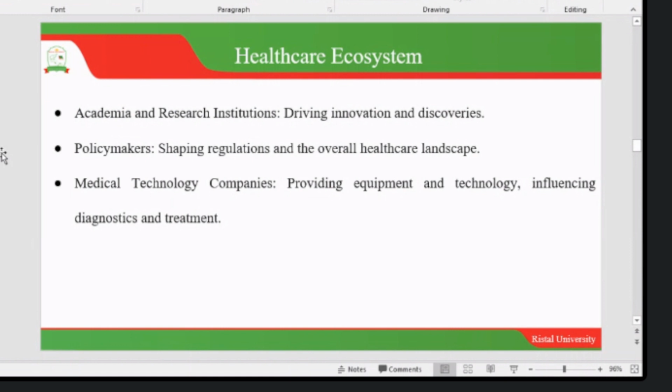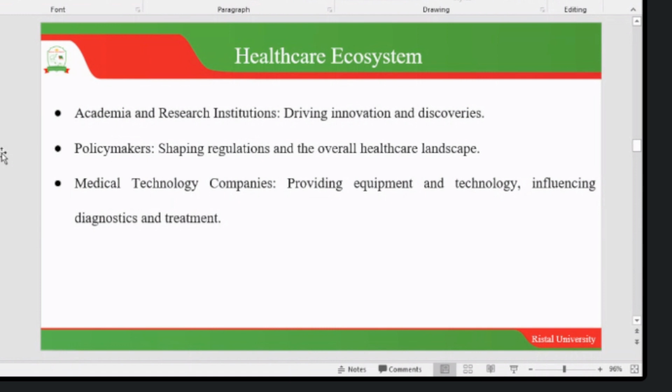Then we have policymakers. For the healthcare ecosystem to stand well, it should exist in an environment that is well regulated by policies, by laws, by other regulations that can keep these healthcare providers and the players in check, so that the care that is delivered is safe for the patient, but also the equipment that is used is also safe for the patient and promotes recovery.